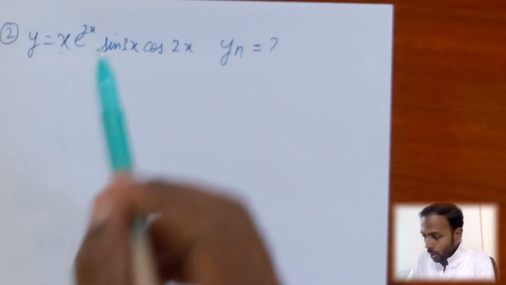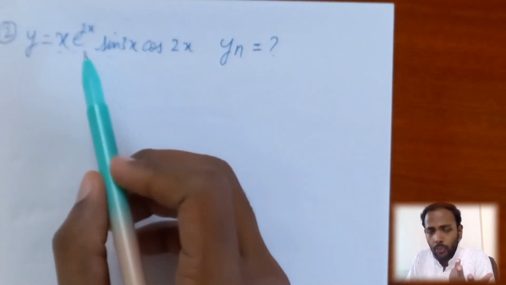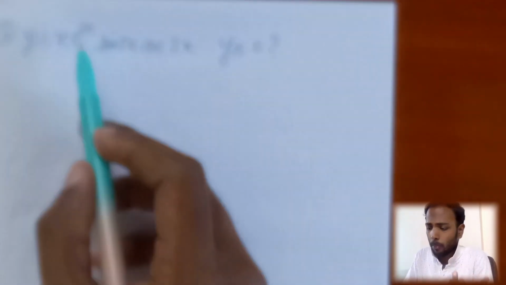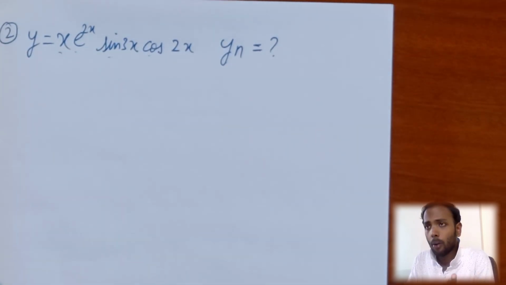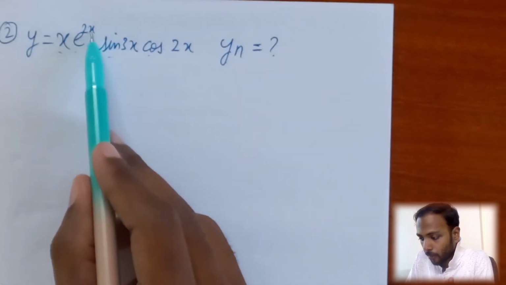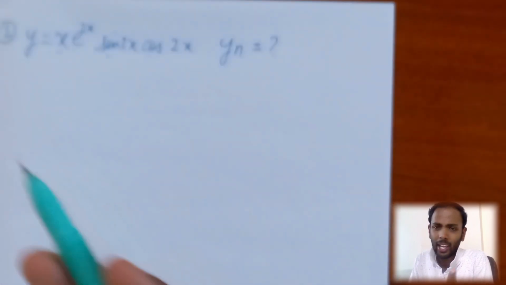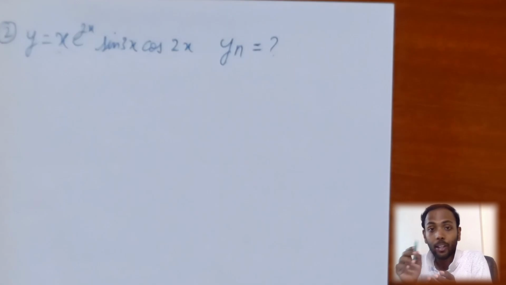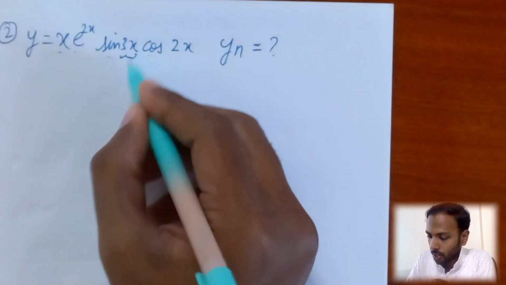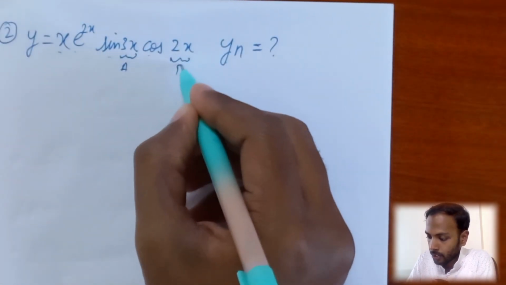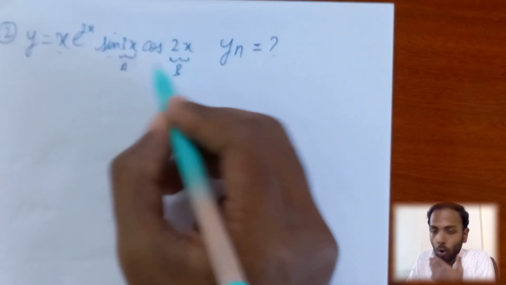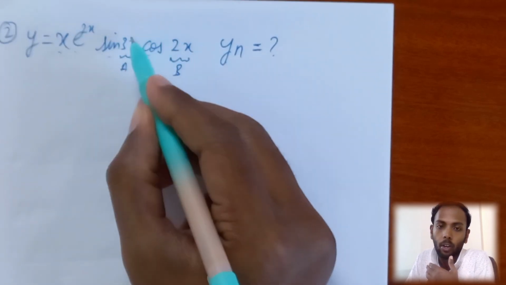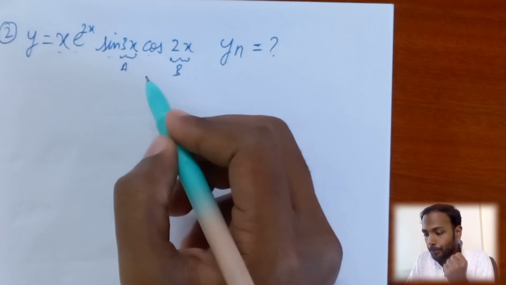There is no formula that we know for e power 2x, or for x into e power 2x, or for e power 2x into sine A or sine B. But there is a very popular formula, which is sine A into cos B. Look here: if you consider this as A and this as B, this is nothing but sine A into cos B. This part I'm talking about.